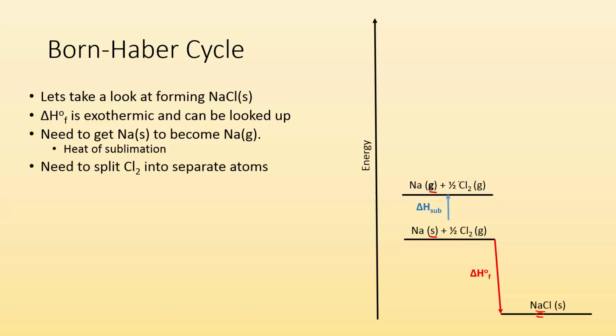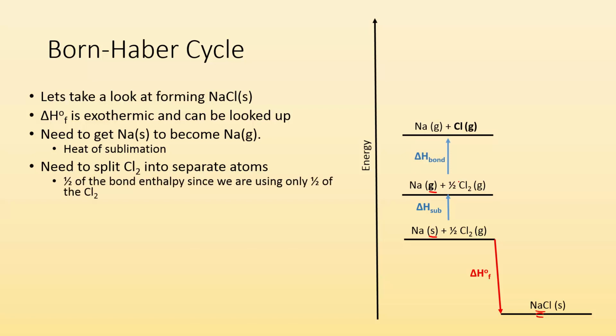Next, we need to split the chlorine molecule into separate atoms, right? We have the Cl2. We actually have to split it in half. So that's going to require some investment of energy. That's going to be the bond enthalpy. And we're only going to use half of the bond enthalpy because we are only using one of the Cl's in the Cl2. The bond enthalpy is to break that bond. So if I'm breaking a Cl bond, now I have two Cl's, but I only want half of it. So we're going to use half the bond enthalpy for Cl2.